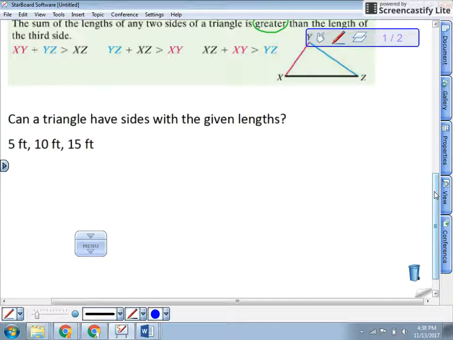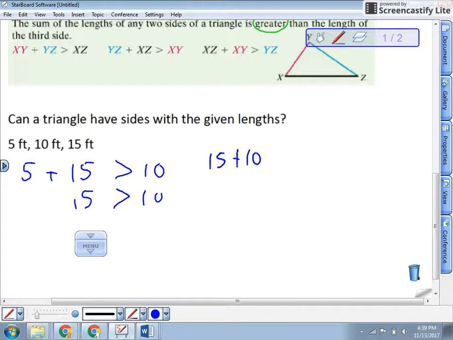Let's do the first: 5 plus 15, I'm just picking two. Is that greater than 10? Yep, 20 is greater than 10. So those two work. Let's do 15 and 10. Is 15 plus 10 greater than 5? Well, obviously 25 is greater than 5.